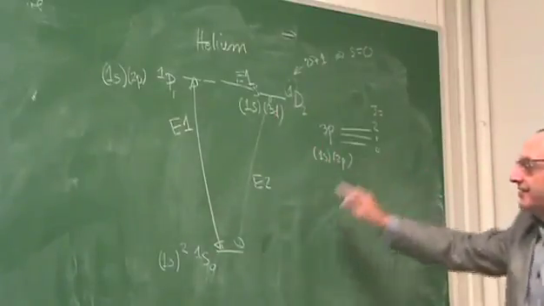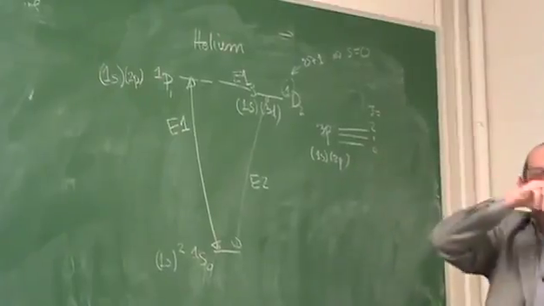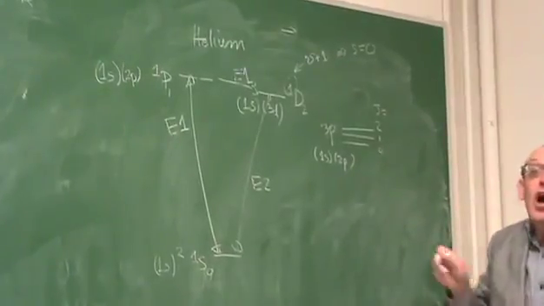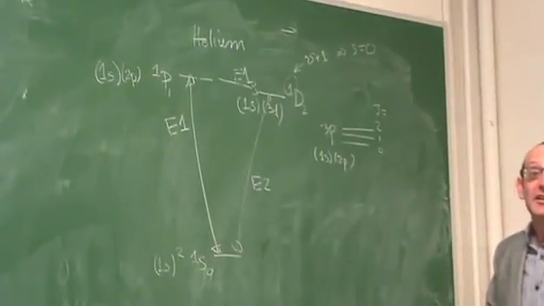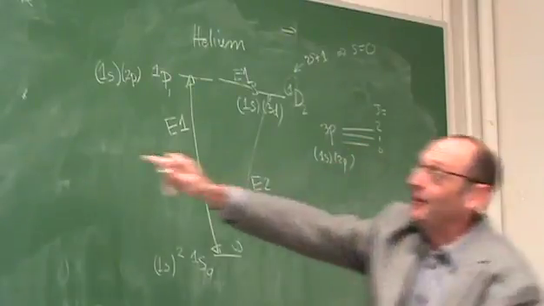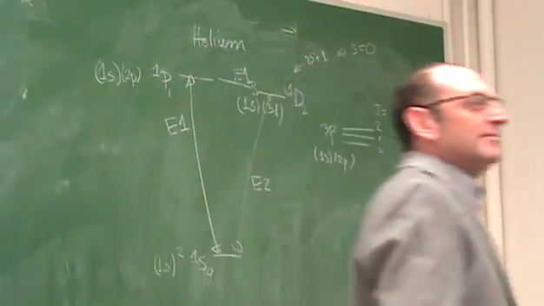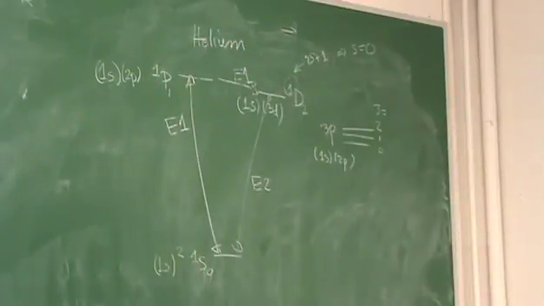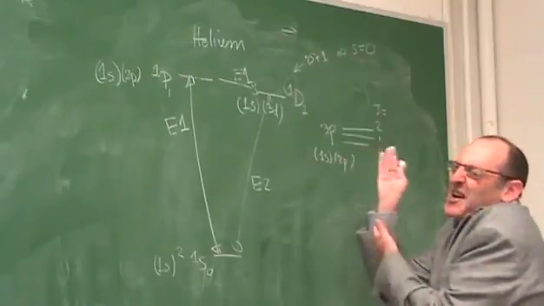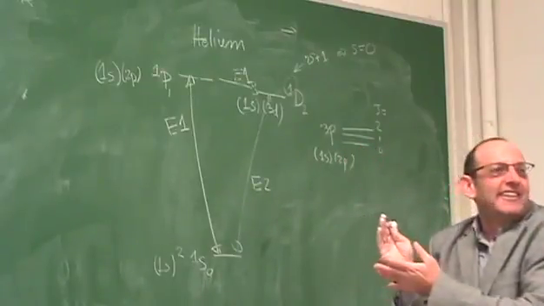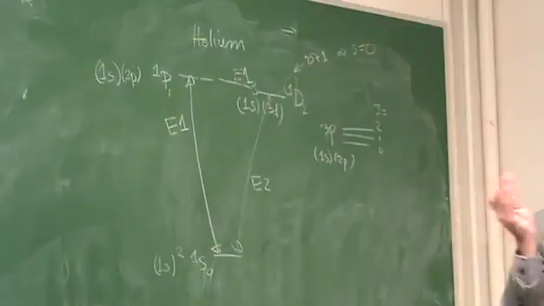Now, what about these guys? Are these allowed by any of these? No, they're not. Because all of these have delta S 0. So there's no way to go from triplet to singlet. However, I call you triplet, but you're not really pure triplet. There's a little bit of singlet in you.